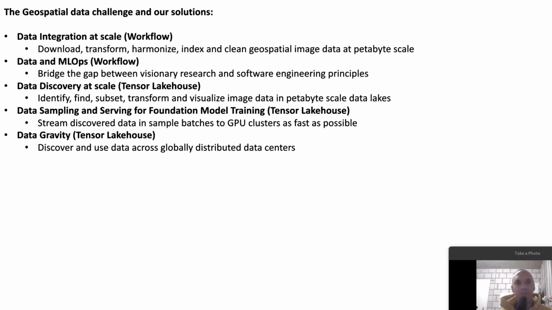So we need to do data integration at scale. That's why we need to have scalable workflows where we download, transform, harmonize, index, and clean geospatial image data. We can do it at petabyte scale.